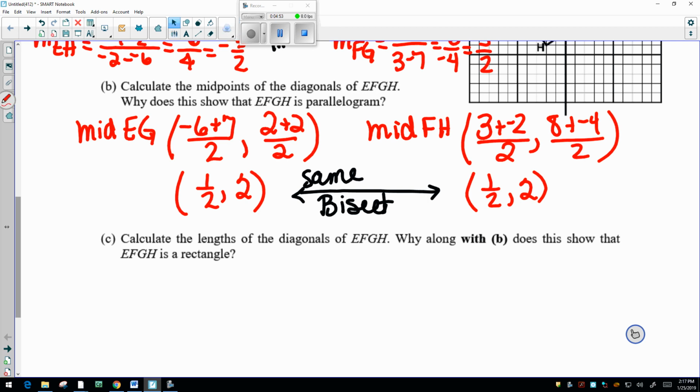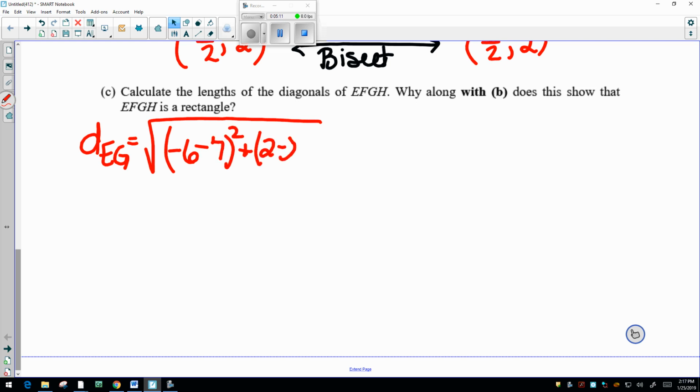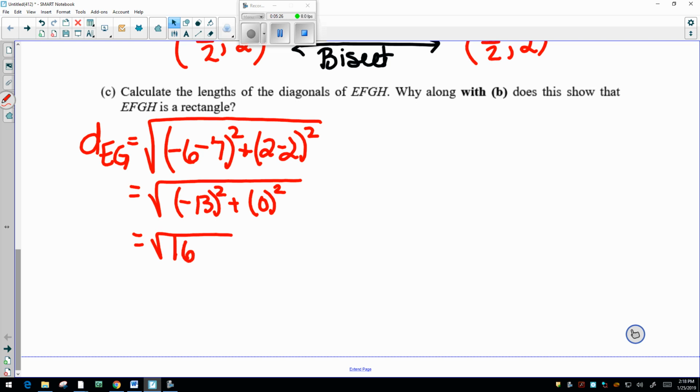Now, if we take this a step further, we want to do the lengths of the diagonals. So if we do the lengths, we're going to start with EG, just using the distance formula. Starting with EG, I have -6 minus 7 squared plus 2 minus 2 squared. So step 1, simplify within the parentheses. We have a -13 that we will square. Over here we get 0. If I square a negative, remember it turns positive. So I get the square root of 169, which when we reduce this, tells me the length of EG is going to be 13.